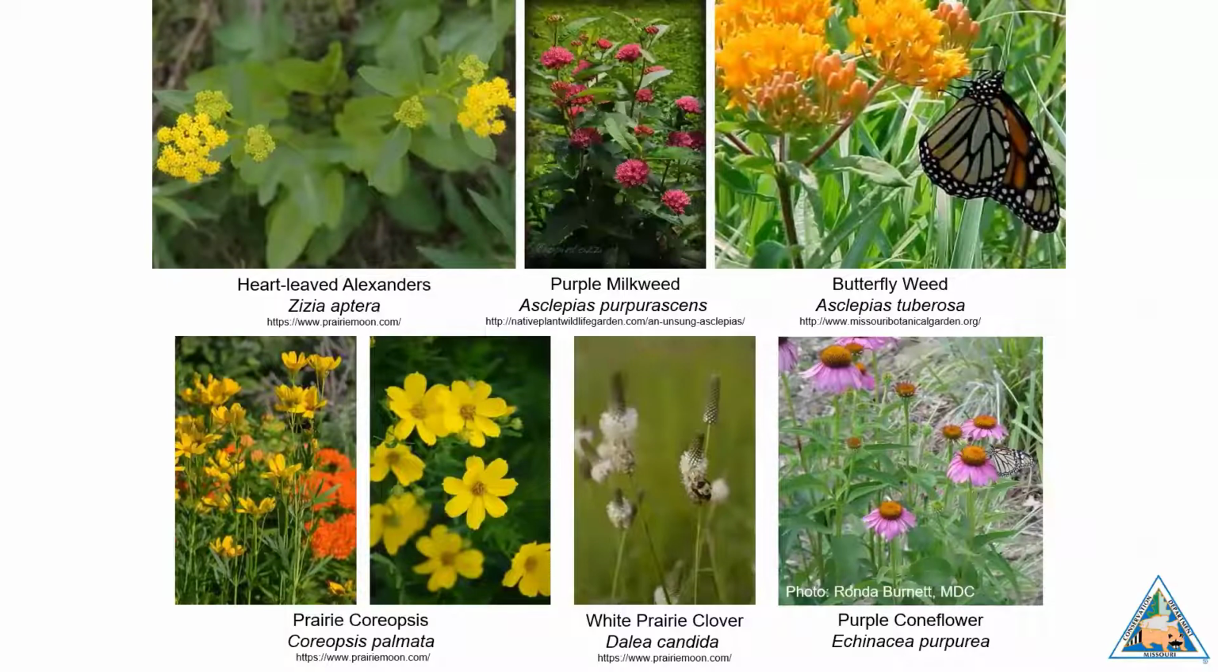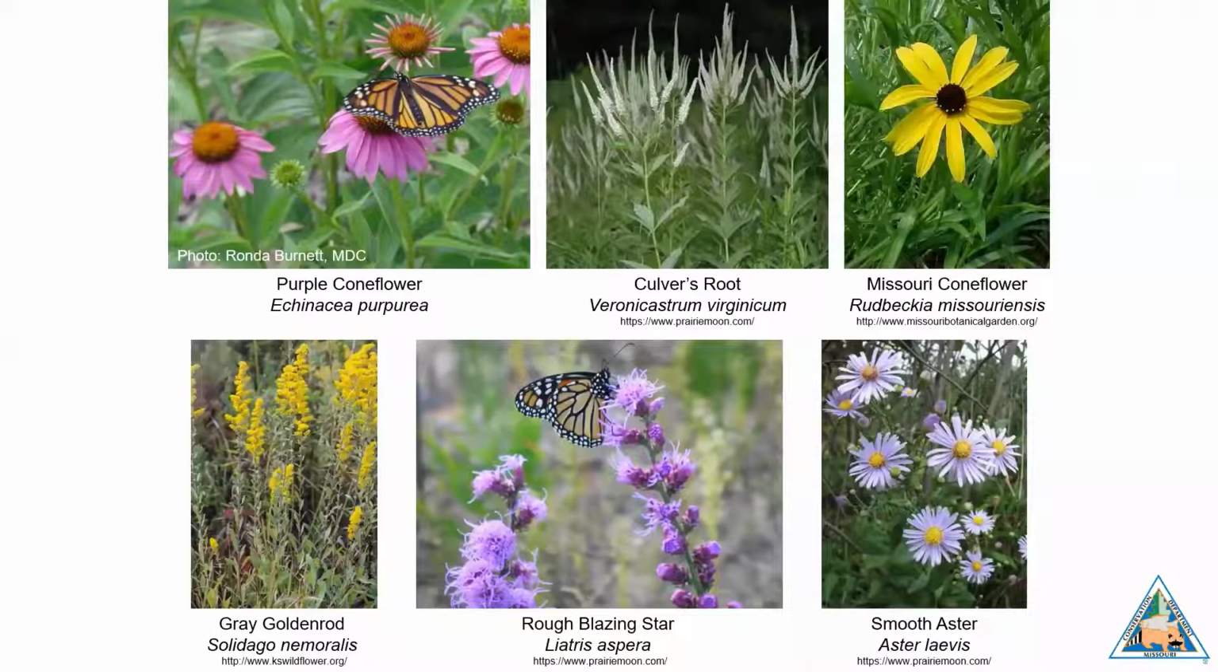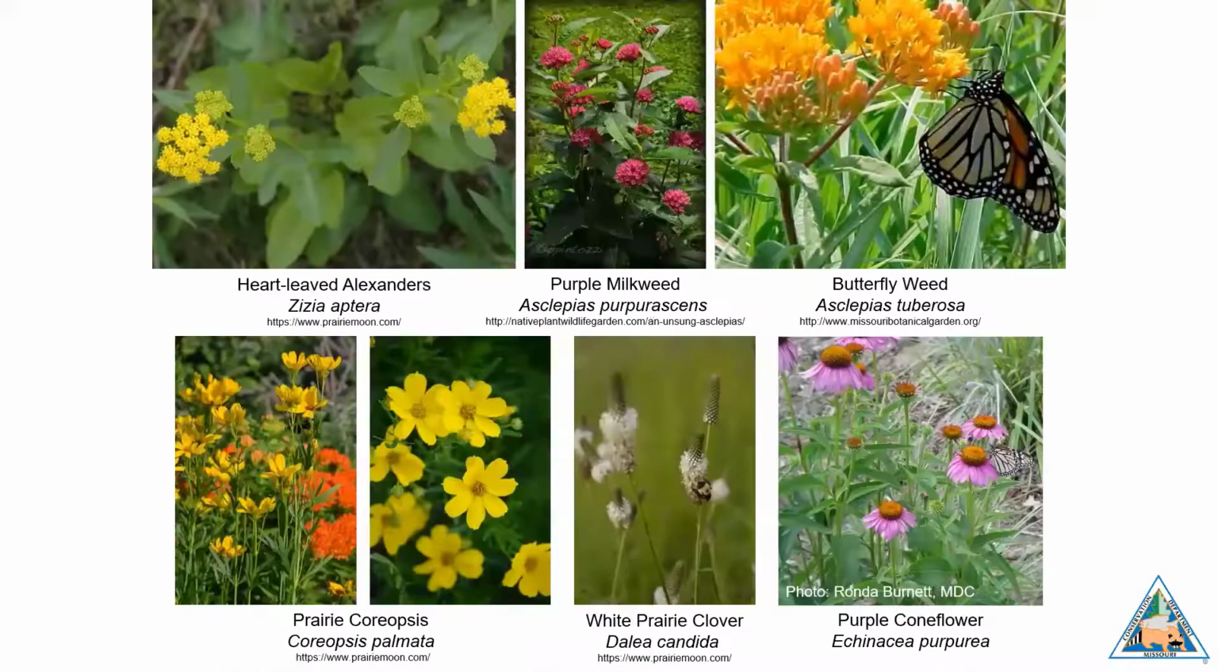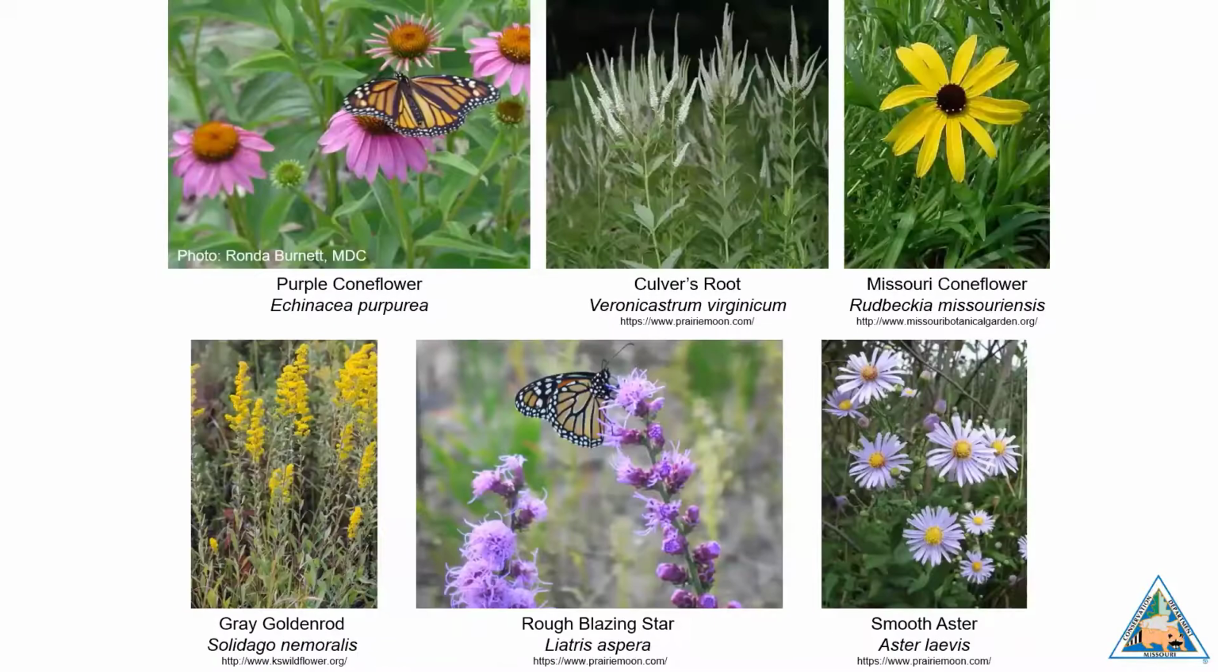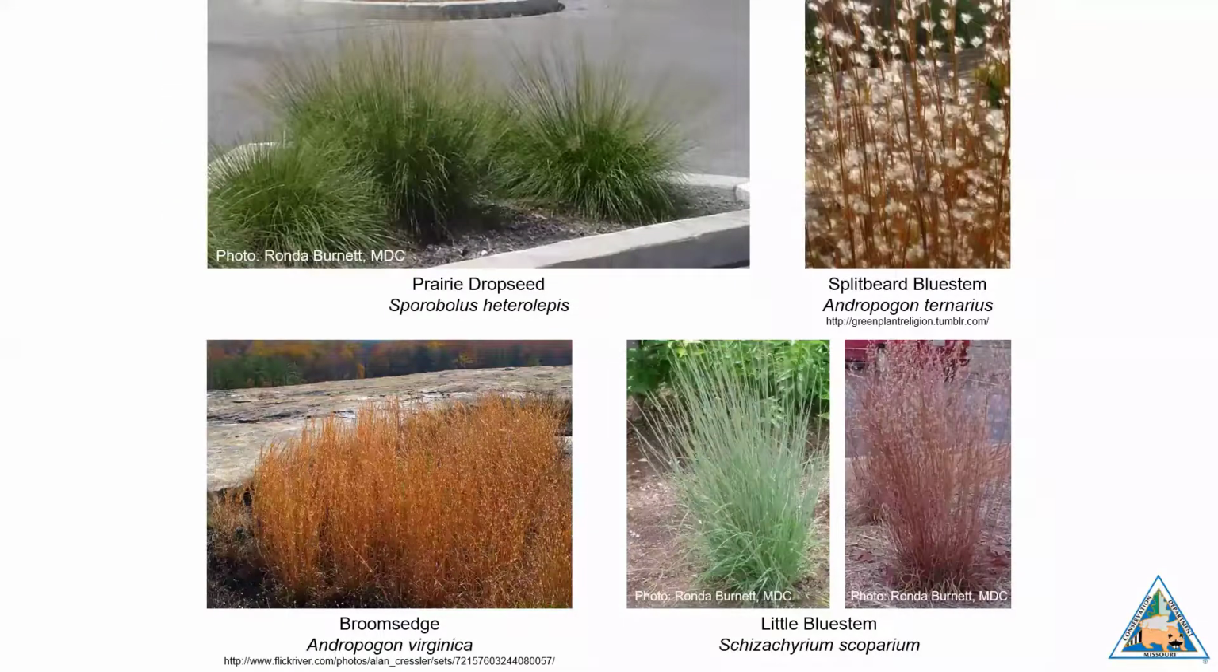I did end up making some laminated identification cards for the museum staff of all the plants used in the beds outside. So if a visitor came in and it was May and they said, wow, what is that beautiful flower outside that has a yellow bloom? The staff would be able to look at their little cheat sheet, show the visitor and say, did it look like this picture? Okay, well then that was a heart-leafed Alexander. So here were all the flowers and here were the grasses used in that project.